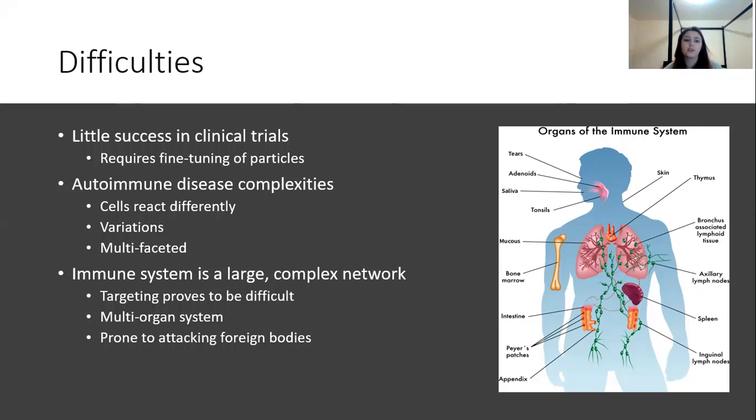And autoimmune diseases are very multifaceted. So it's very complex. And the immune system is also a large, complex network, so targeting proves to be difficult. So having a nanoparticle go to the spleen, but avoiding having it taken up by the liver and causing adverse side effects. So again, it's a multi-organ system and targeting proves to be difficult. And the immune system is also prone to attacking foreign bodies, so ensuring that that nanoparticle stays in the body and gets to where we need it to get to.